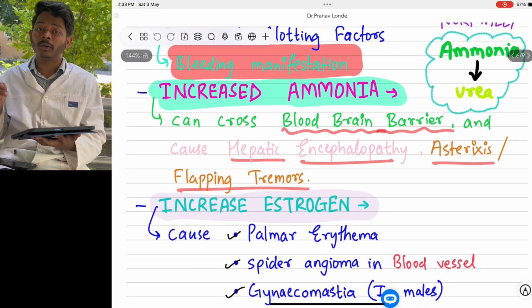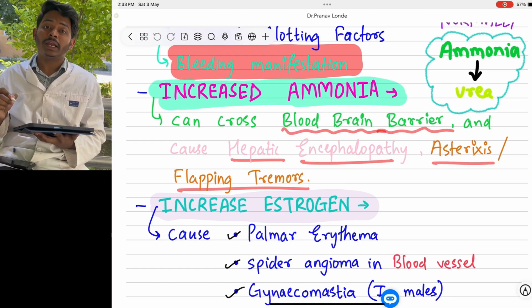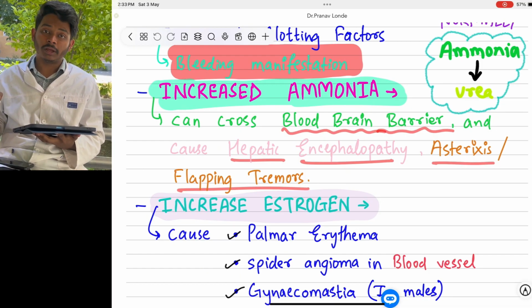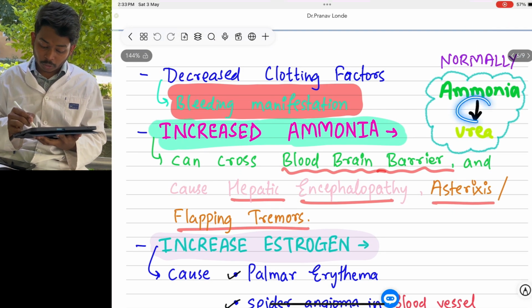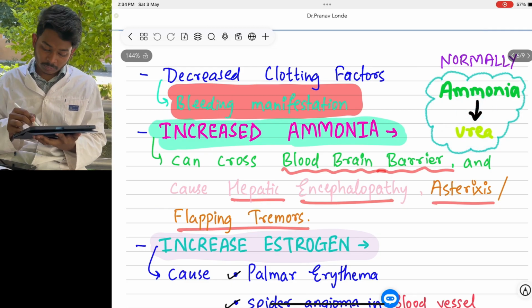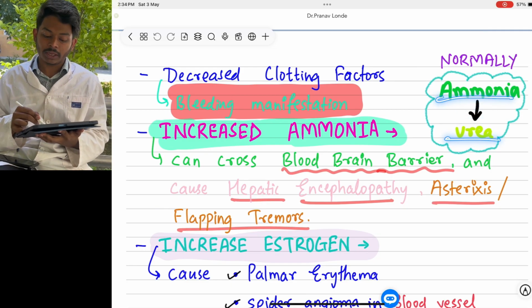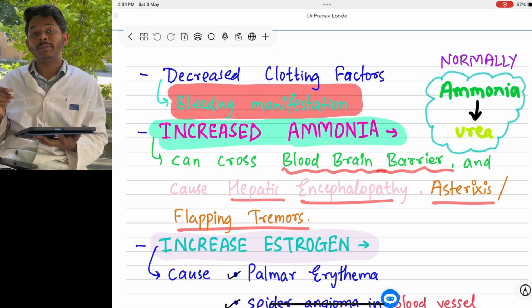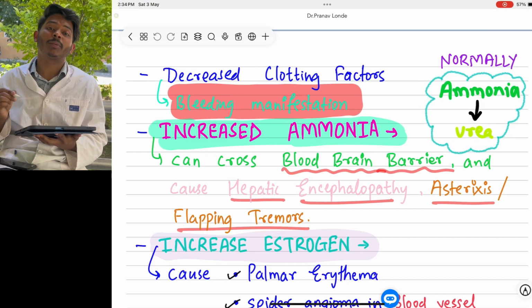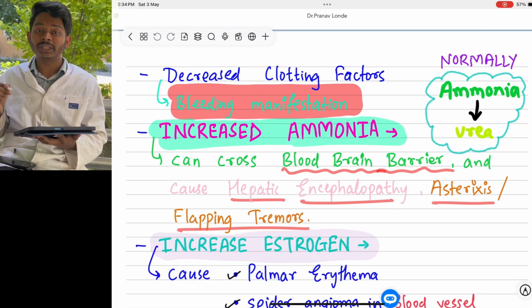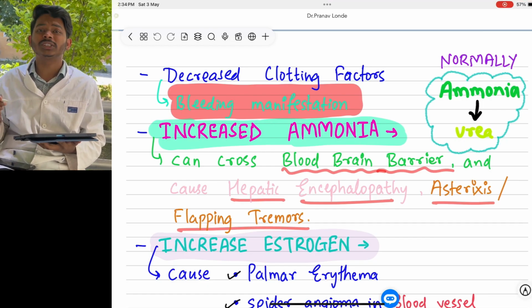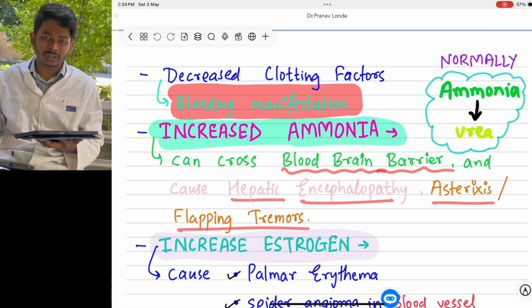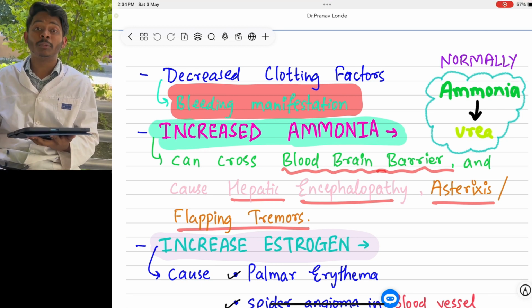Next, the important thing to remember, our liver metabolizes ammonia, a byproduct, into urea. So normally the ammonia is converted into urea in the liver. What will happen when there is damage to the liver? There will be an increased amount of ammonia in our body. That means ammonia toxicity will occur. Toxicity means accumulation, and it will produce toxic effects, which is called ammonia toxicity.